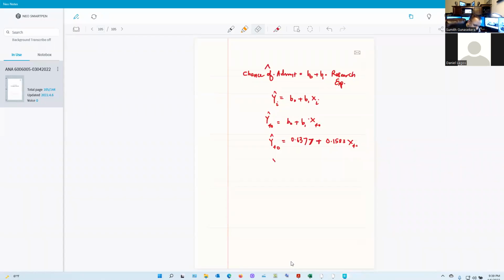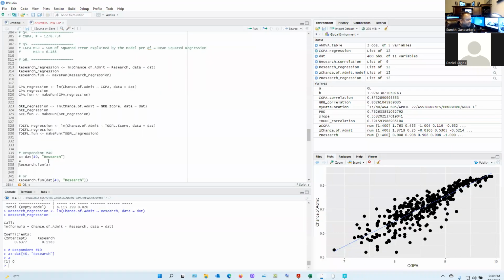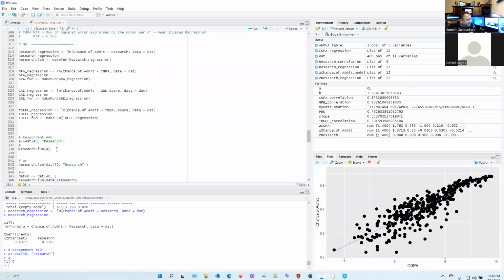Y hat 40 is 0.6377 plus 0.1583 times 0. That's the same thing that's going to happen here. Then if I put that into that function and run it.